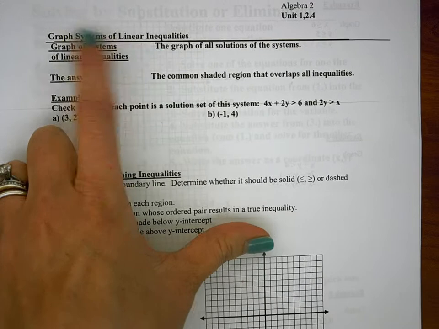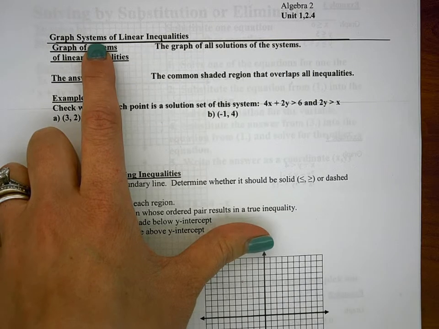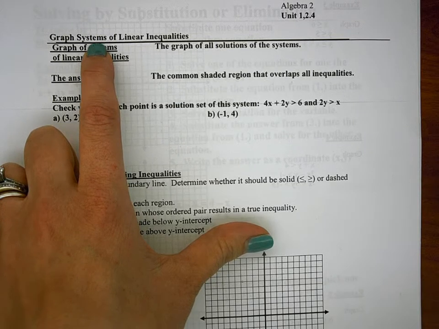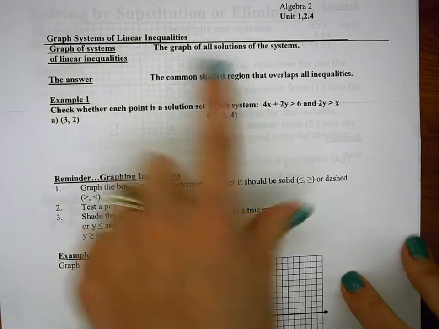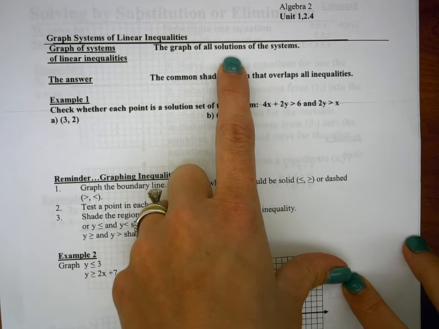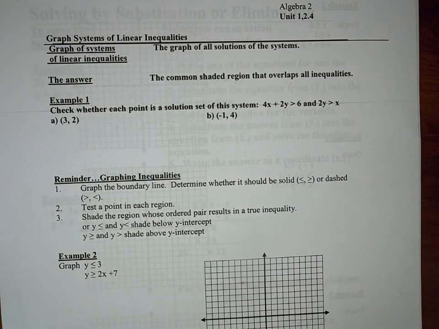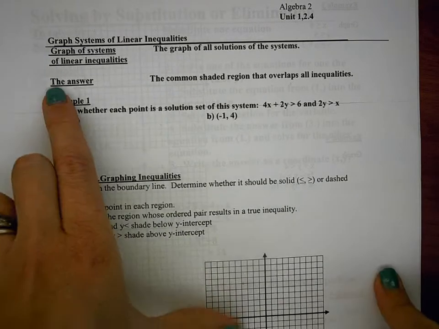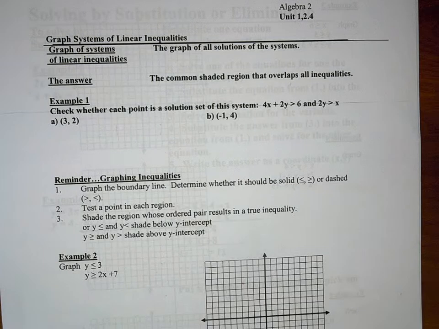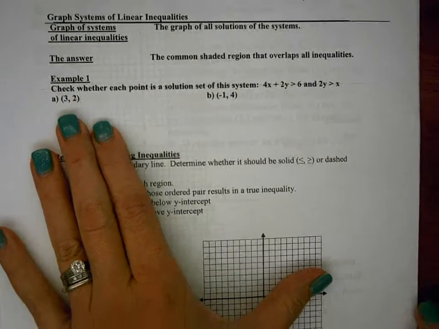Okay. So now when it says systems, it means you're going to have multiple lines and multiple shading. Your solution is the overlapping shaded area. Do you guys remember this from Algebra 1 a little bit? Not really. Okay, well, we're going to hopefully remember it once we do this today. So again, your answer is always the common shaded region, similar to yesterday.